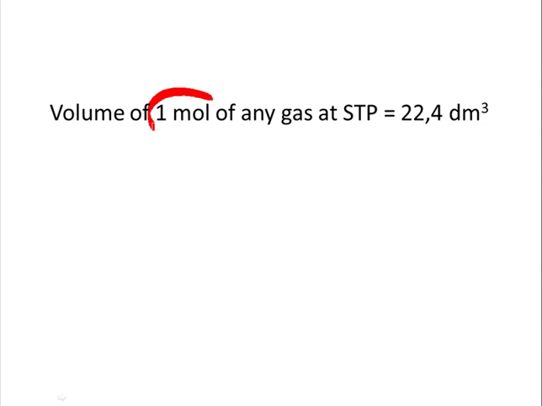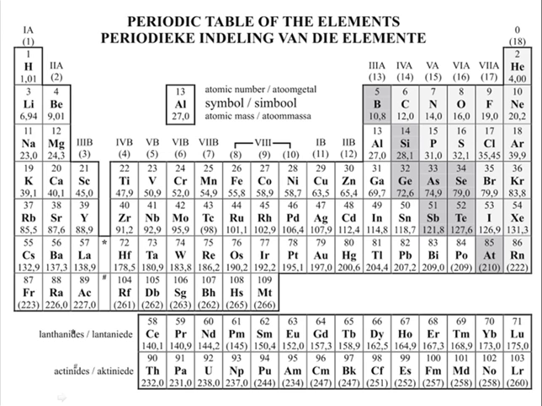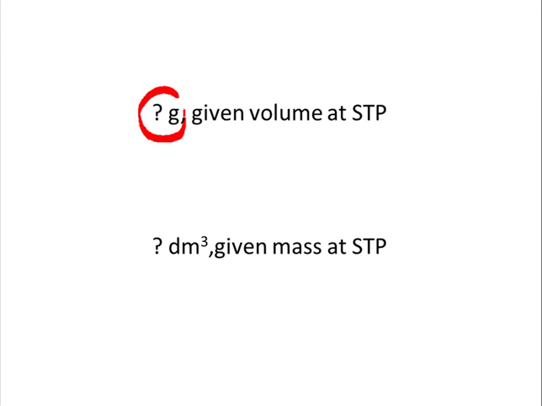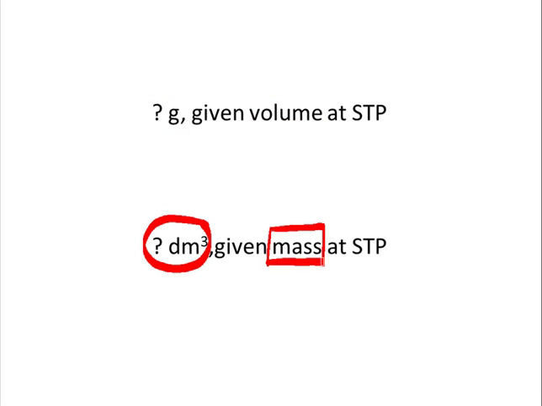We know that 1 mole of any gas at STP has a volume of 22.4 decimeters cubed, and we can find out what the mass of a mole of that gas is using the periodic table. Given all that information, we can then find out what mass we have if we're given the volume, or what volume we have given the mass of a gas.